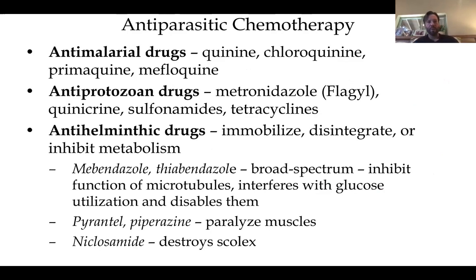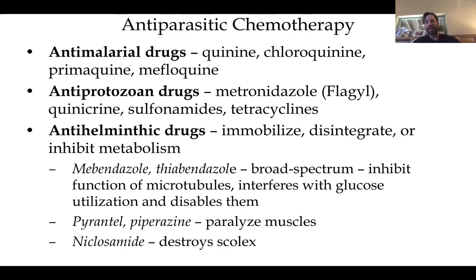Antiparasitic chemotherapy. So usually when we think of parasites, in this case, we're talking about protozoans and worms. So chloroquine, quinine, these were anti-malarial drugs. And then we have certain sulfonamides, tetracyclines that can also be used on different protozoa.